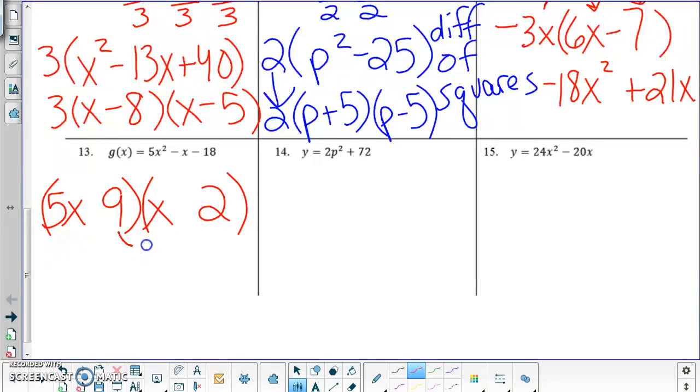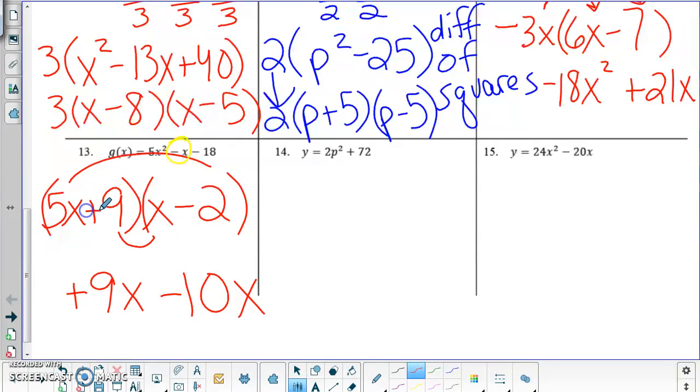So I know the inners make 9x, the outers make 10x. My goal is to get negative 1. Remember, I want the inners and outers to make negative 1x. So if I play around with the signs, I can make it a positive 9x and a negative 10x. So that's going to work. 5x plus 9 times x minus 2.